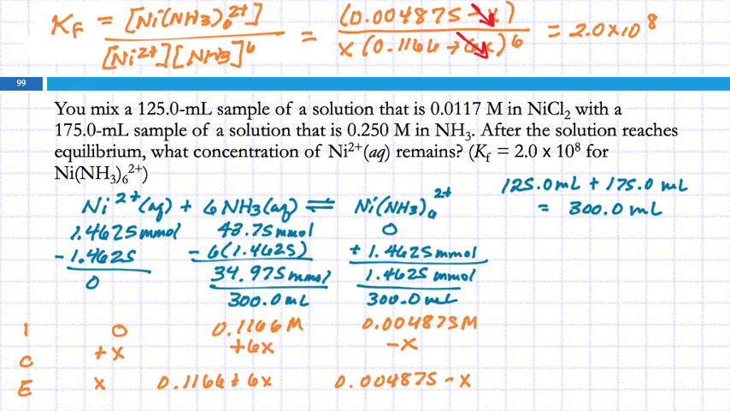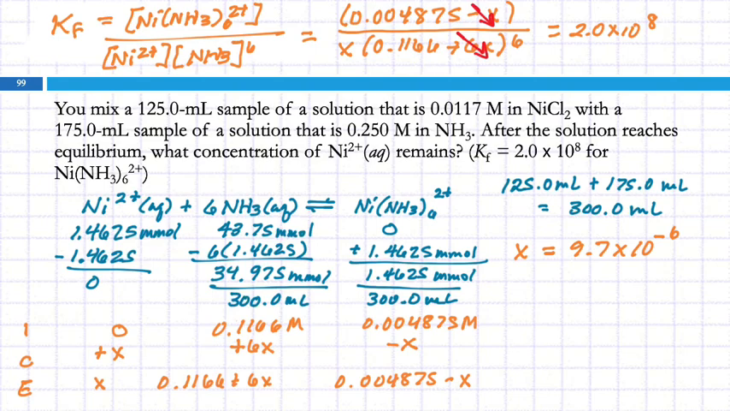So solving for x then, I'm going to get 0.004875 divided by 0.1166 raised to the 6th power, divided by 2 times 10 to the 8th. And I got 9.7 times 10 to the minus 6, which does look pretty small compared to both of these numbers.